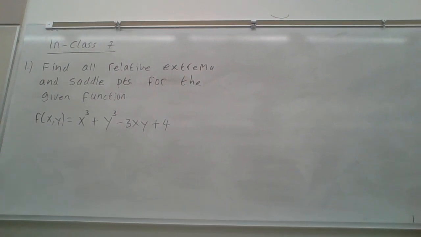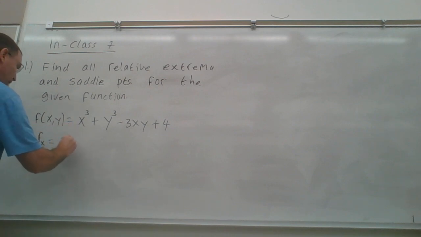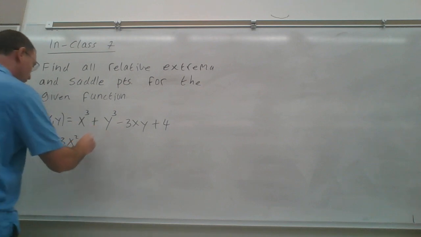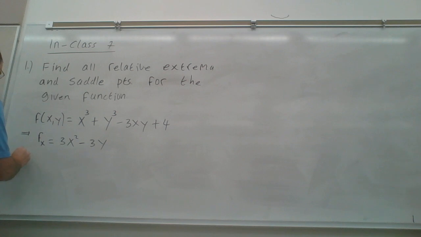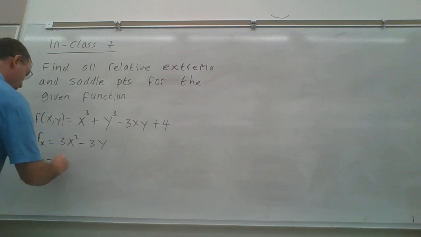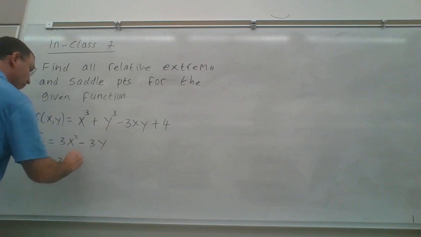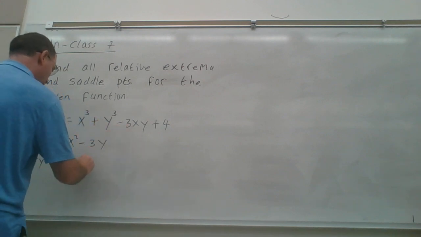Okay, so let's do in class 7, number 1. It says find all relative extrema and saddle points for the given function. So here's a function. So let's first find fx, the derivative with respect to x. It's going to be 3x squared, that's gone, minus 3y. And we'll find also fy, that'd be 3y squared in that one. So it'll be minus 3x in this one.